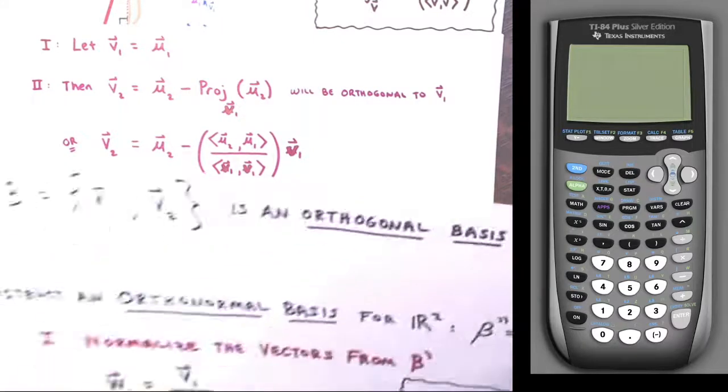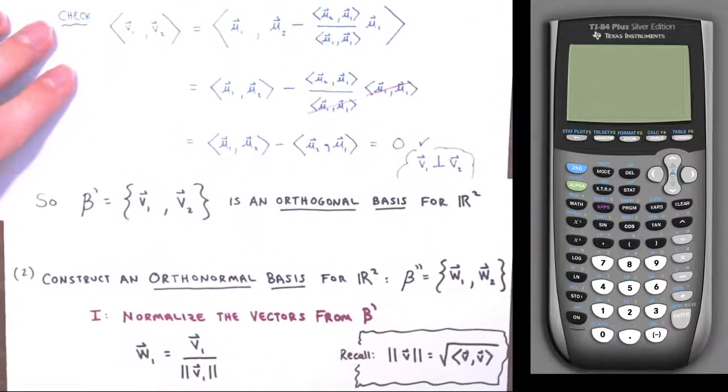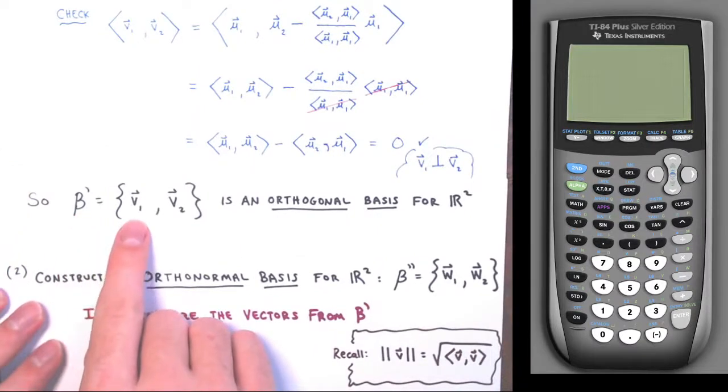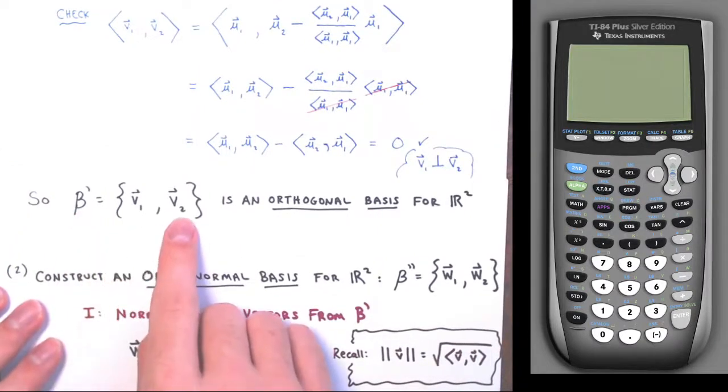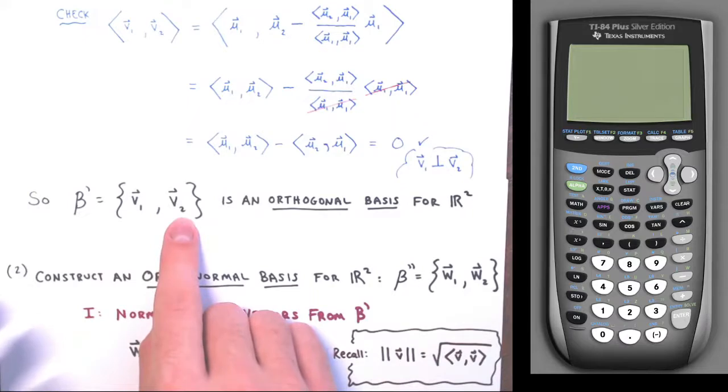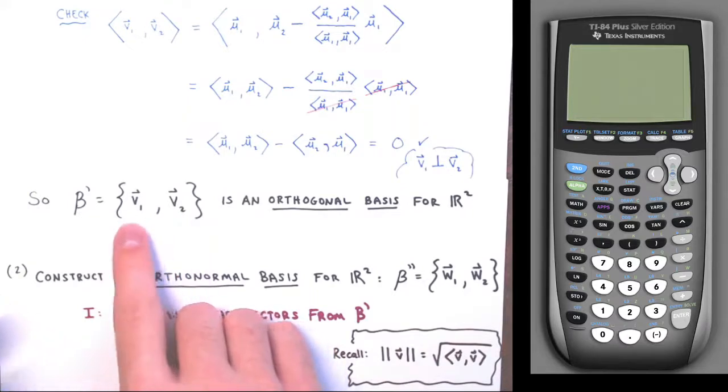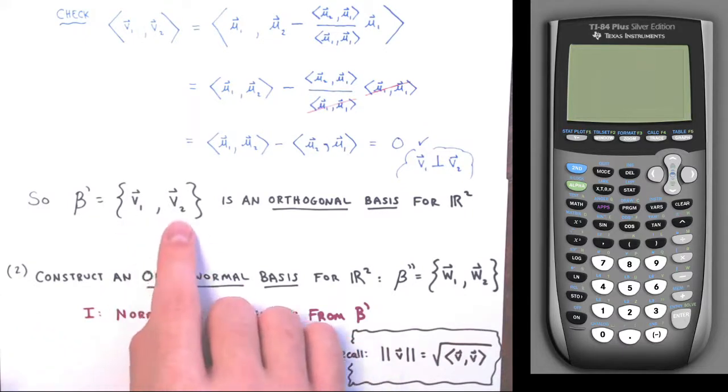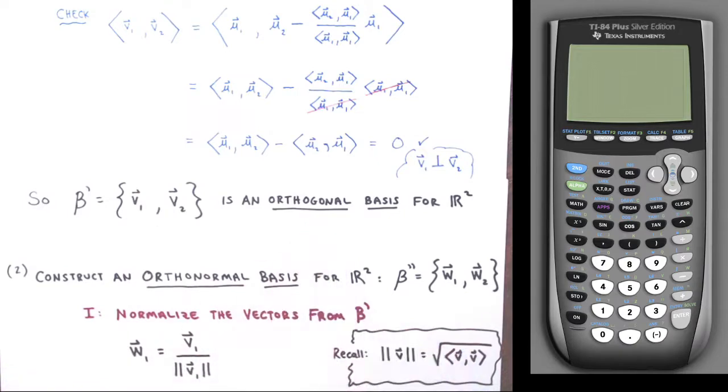So that b prime, v1 equals u1 and v2 equals u2 minus the projection of u2 onto v1, is going to be an orthogonal basis for R2. There are two of them, and they're going to be independent. Remember, it's an orthogonal set, and any orthogonal set of non-zero vectors will be independent. So we have a basis.